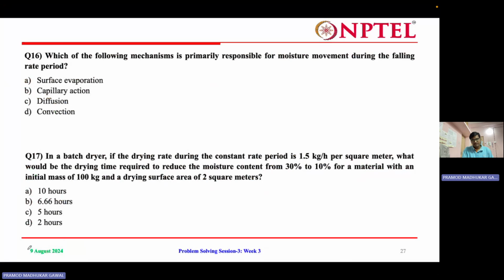Question 16. Which of the following mechanisms is primarily responsible for the moisture movement during the falling rate period? We already saw the mechanism is different from the rate periods, like the constant rate period and falling rate periods. So in the falling rate period it is not diffusion.